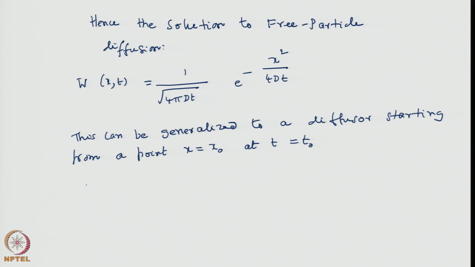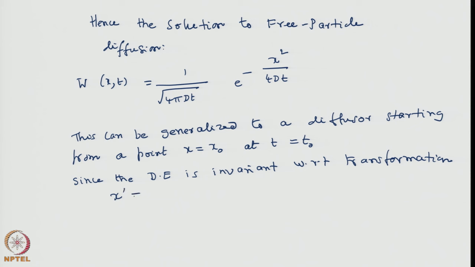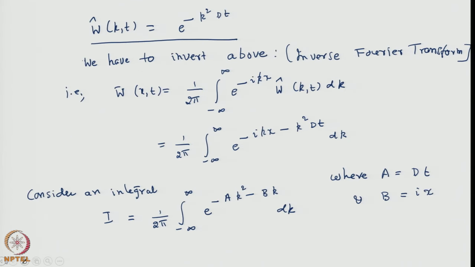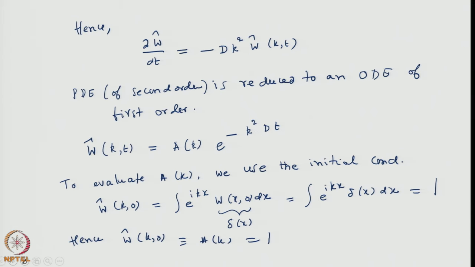We can easily see that the diffusion equation that we started with is invariant with respect to the transformation x prime equal to x minus x naught and t prime equal to t minus t naught. To see that, I can just revisit the differential equation here.